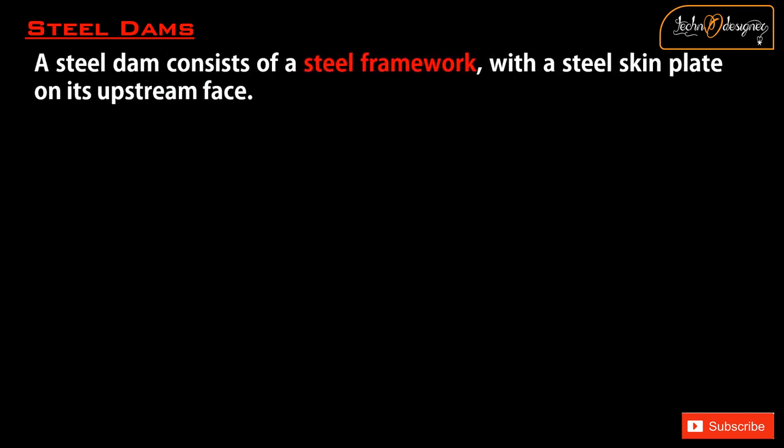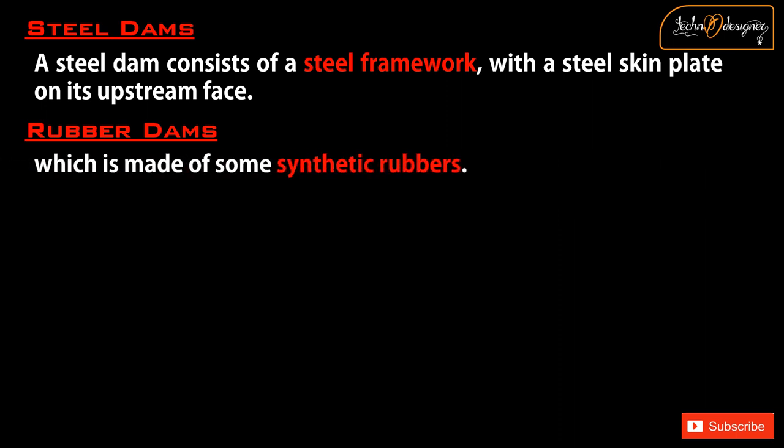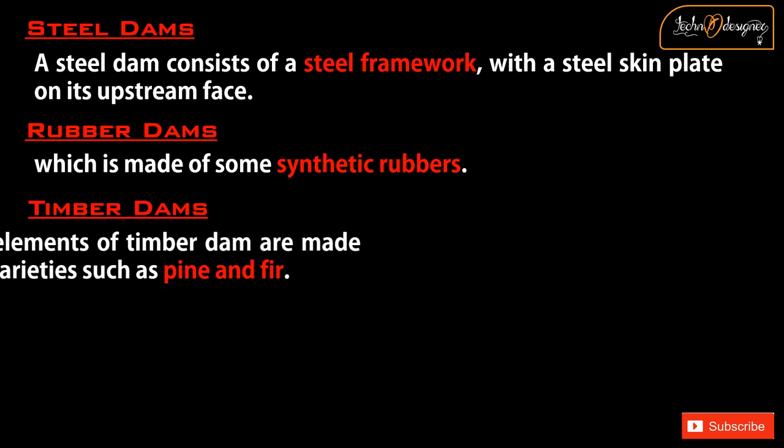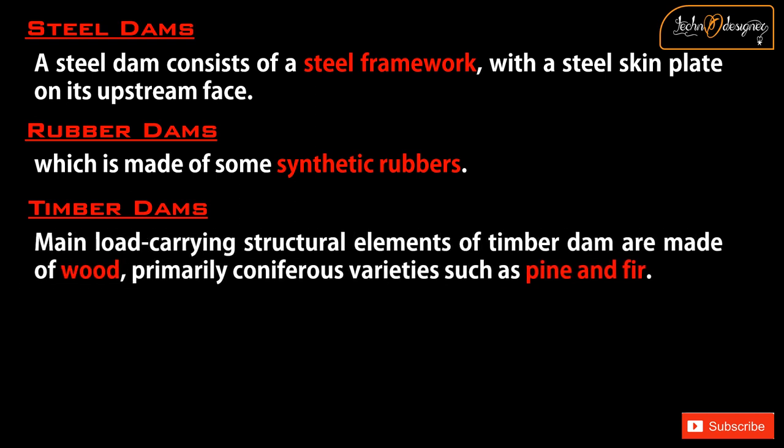Steel dams. A steel dam consists of a steel framework, with a steel skin plate on its upstream face. Rubber dams, which are made of some synthetic rubbers. Timber dams. The main load-carrying structural elements of a timber dam are made of wood, primarily coniferous varieties such as pine and fir.